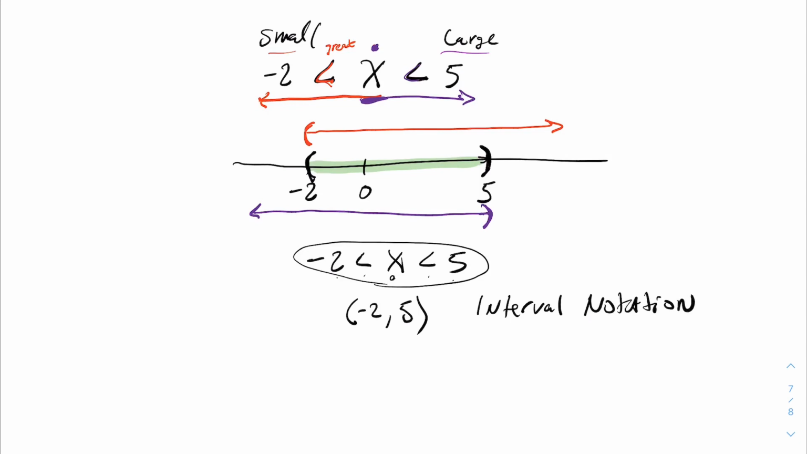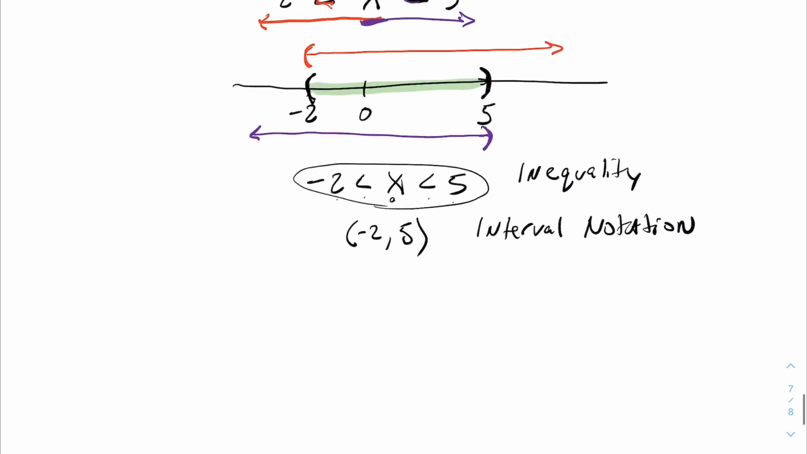This is called inequality. And there's one other notation that comes up, and that's called set builder notation. Set builder notation is just a fancier way of writing an inequality, really. It is the most formal way of doing this, and this might be new to people.